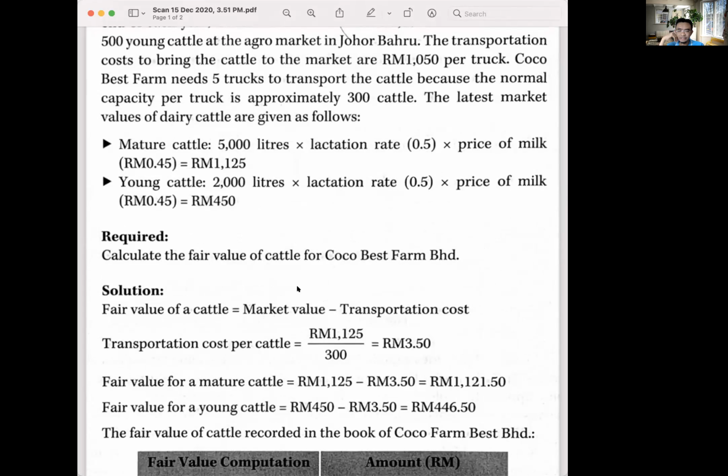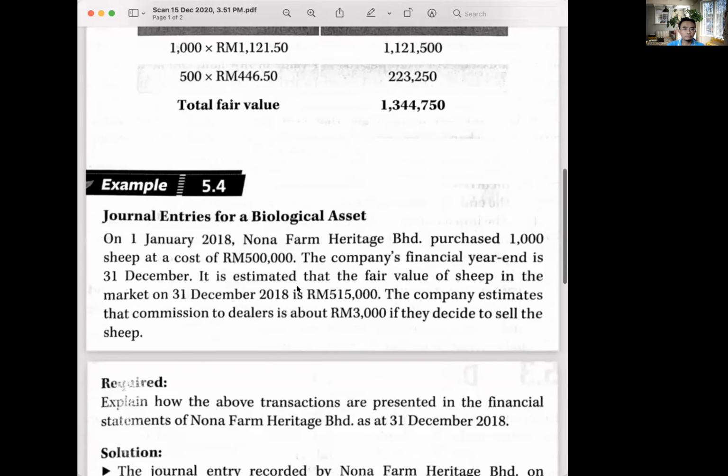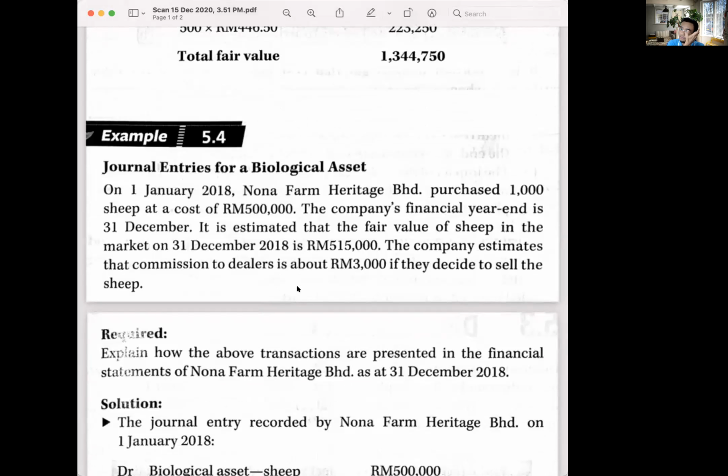In terms of the journal entries, example 5.4, journal entries for a biological asset. On 1st January 2018, Nona Farm Heritage Berhad purchased 1,000 sheep at a cost of 500,000 ringgit. 1,000 sheep, 500,000 ringgit total value dia. The company's financial year end is 31st December. It is estimated that the fair value of sheep in the market on 31st December 2018 is 515,000.